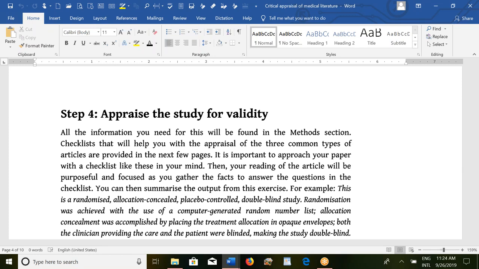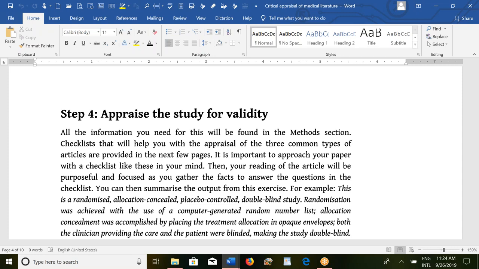All the information you need for this will be found in the methods section. There are checklists that will help you with the appraisal of three common types of articles. They are provided in the discussion. It is important to approach your paper with a checklist like these in your mind. Then your reading of the article will be purposeful and focused as you gather the facts to answer the questions in the checklist. You can then summarize the output from this exercise.